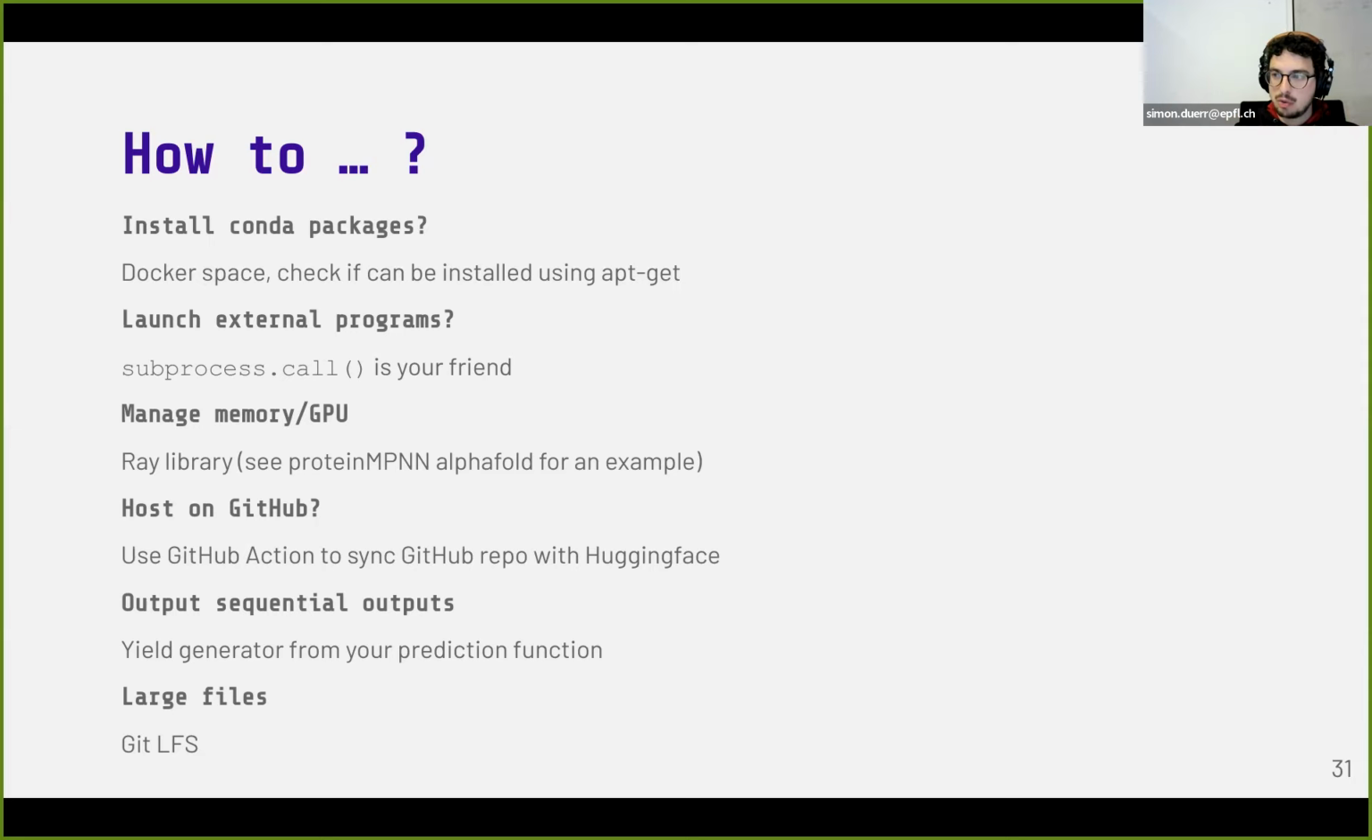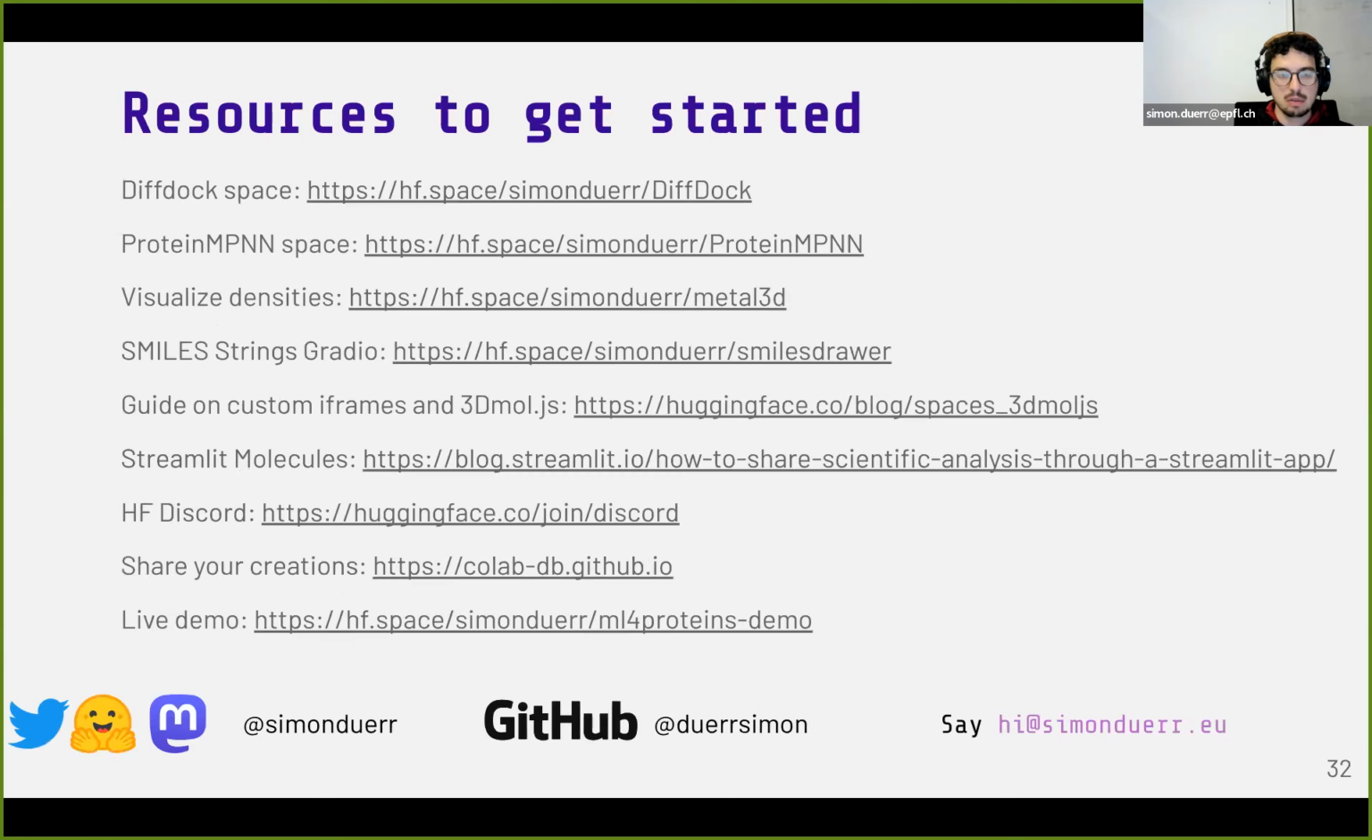If you have very large files, because you might know that in a Git repository you can only have a certain file size, then Hugging Face also offers to use Git LFS. So if you have big model weights that you want to put in your space or something else, you can do that using LFS.